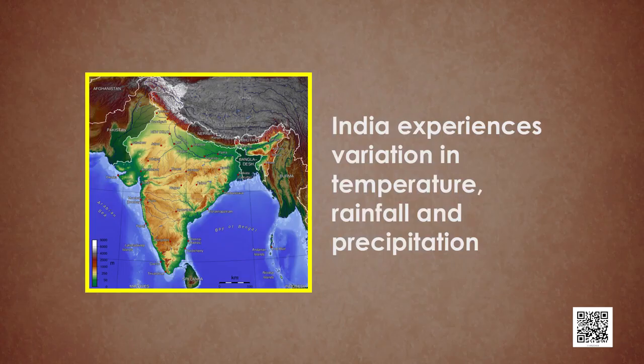What are the different aspects of weather? Temperature, humidity, precipitation, air pressure. So, all these weather conditions jointly make the climate of a particular place. So, these regional diversities, let us talk about the regional diversities now. When we talk about variation, variation is in the form of temperature, rainfall and precipitation.